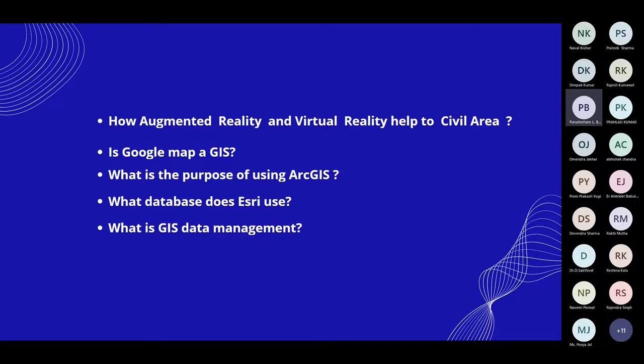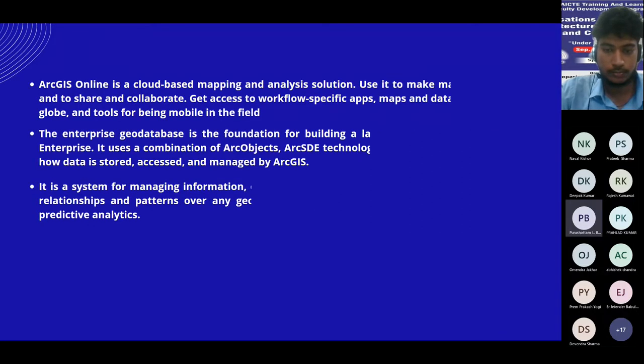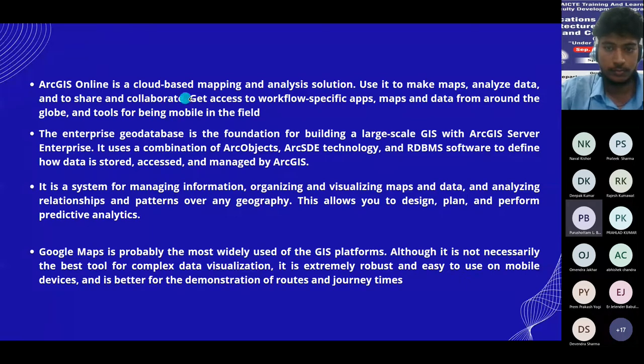So what is the purpose of using ArcGIS? It is used to locate maps, locations, underground utilities, and ground level elements. Then the next question is, what database does ArcGIS use? We'll give the answers. ArcGIS Online is a cloud-based mapping and analysis solution. It is used to make maps, analyze data, share and collaborate, and get access to workflow-specific apps, maps, and data from around the globe, and tools for being mobile in the world.